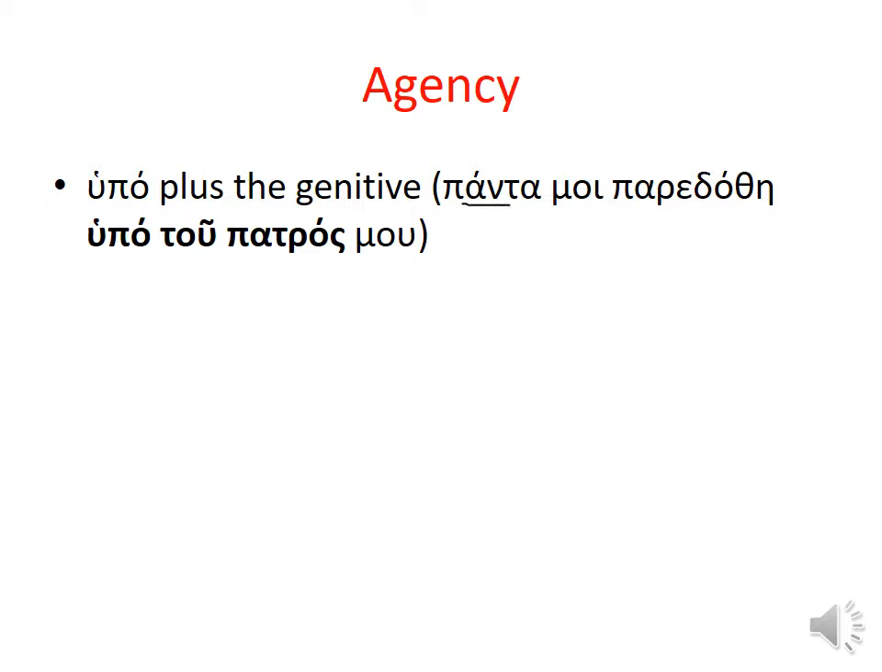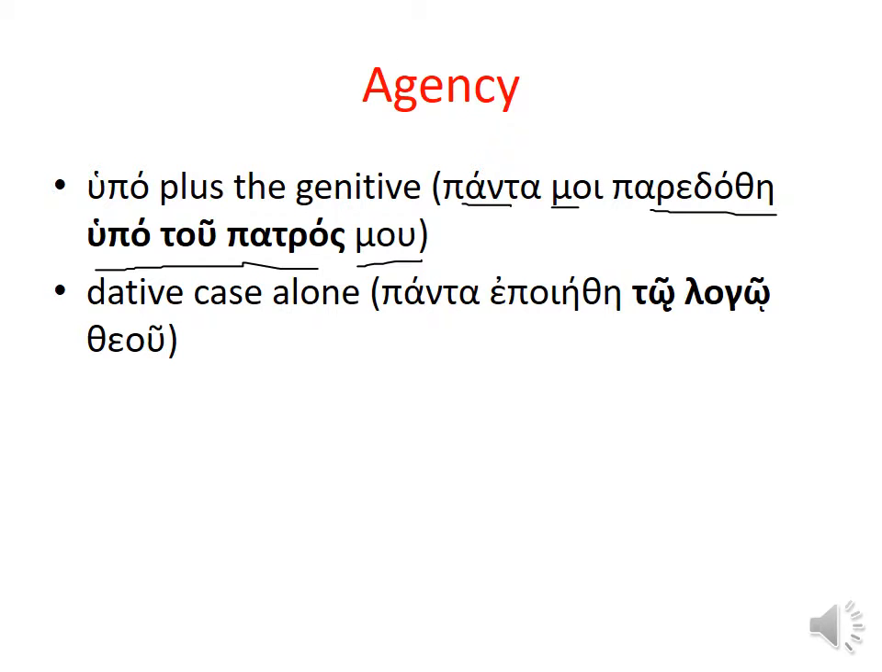So the sentence says, all things to me have been given. Now that passive form is not a passive form you've learned yet. You'll get to it. All things to me have been given by the Father of me. You see how the agent is made explicit with hupa plus the genitive. Now that's one of several ways to name an agent in Greek. Another way is to use the dative case alone.